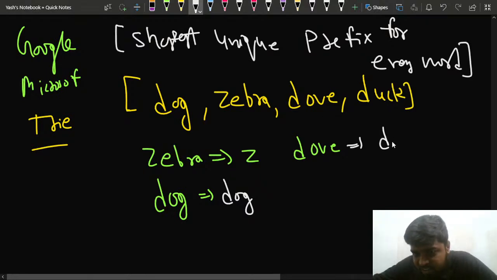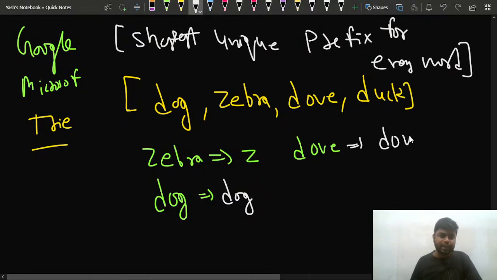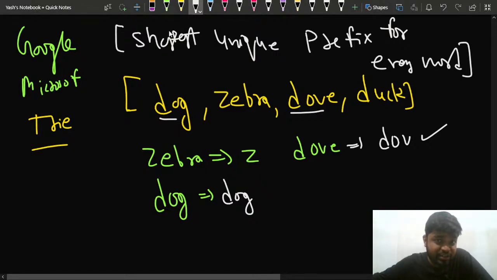So if I cannot represent it with do, can I represent it with dov? Yes, I can represent it with dov. Why? The simple reason is that dov is here, and here only do is common. So dov is not there in any other string. In any other word there is no dov, so that's why I can represent it.